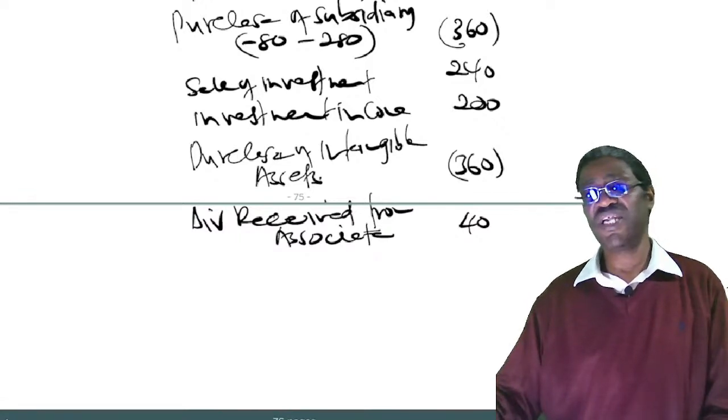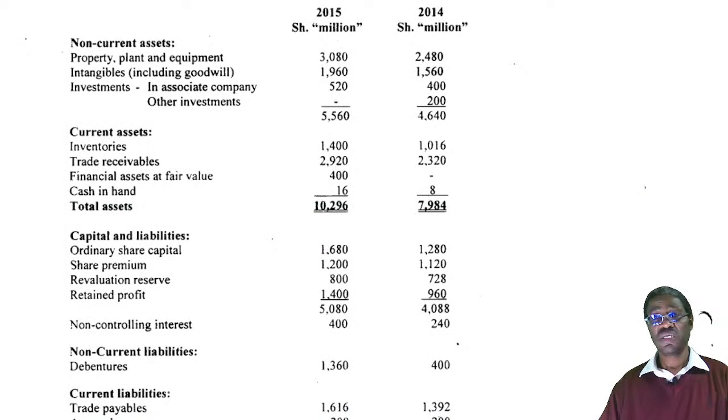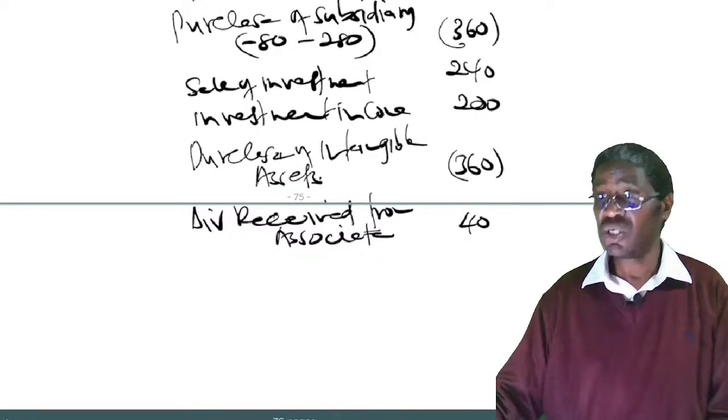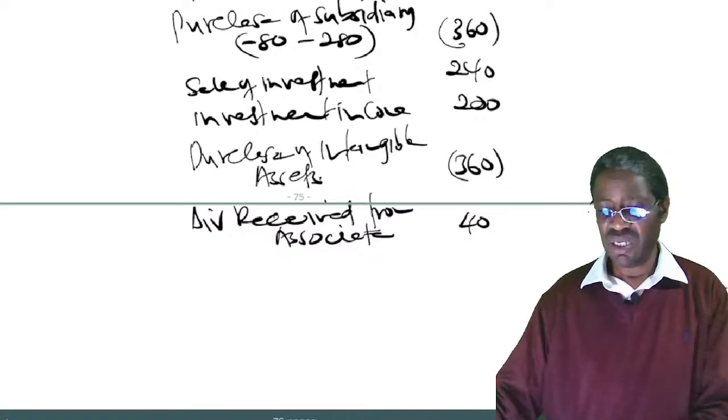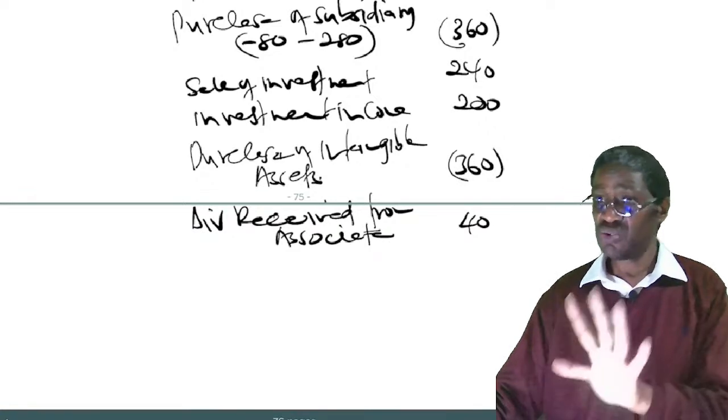Good. Next. After associate, is there anything in the balance sheet? Yes. I can see other investments which we have already used. Last year it was 200. This year dash. That means we sold it. And I hope you remember, we just used it a short while ago where we sold our investment here for how much? 240. That's all.